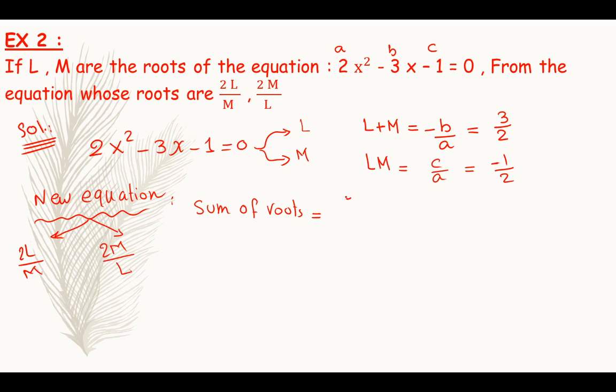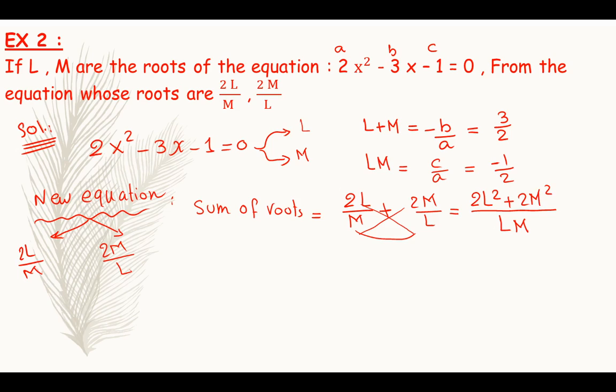So we are going to add the two roots together. So it will be 2L over M plus 2M over L. Okay? How can we add these two fractions with different denominators? We are going to multiply the denominators first, M times L, so it will be LM. And we are going to cross multiply. 2L times L equals 2L square, and 2M times M equals 2M square.